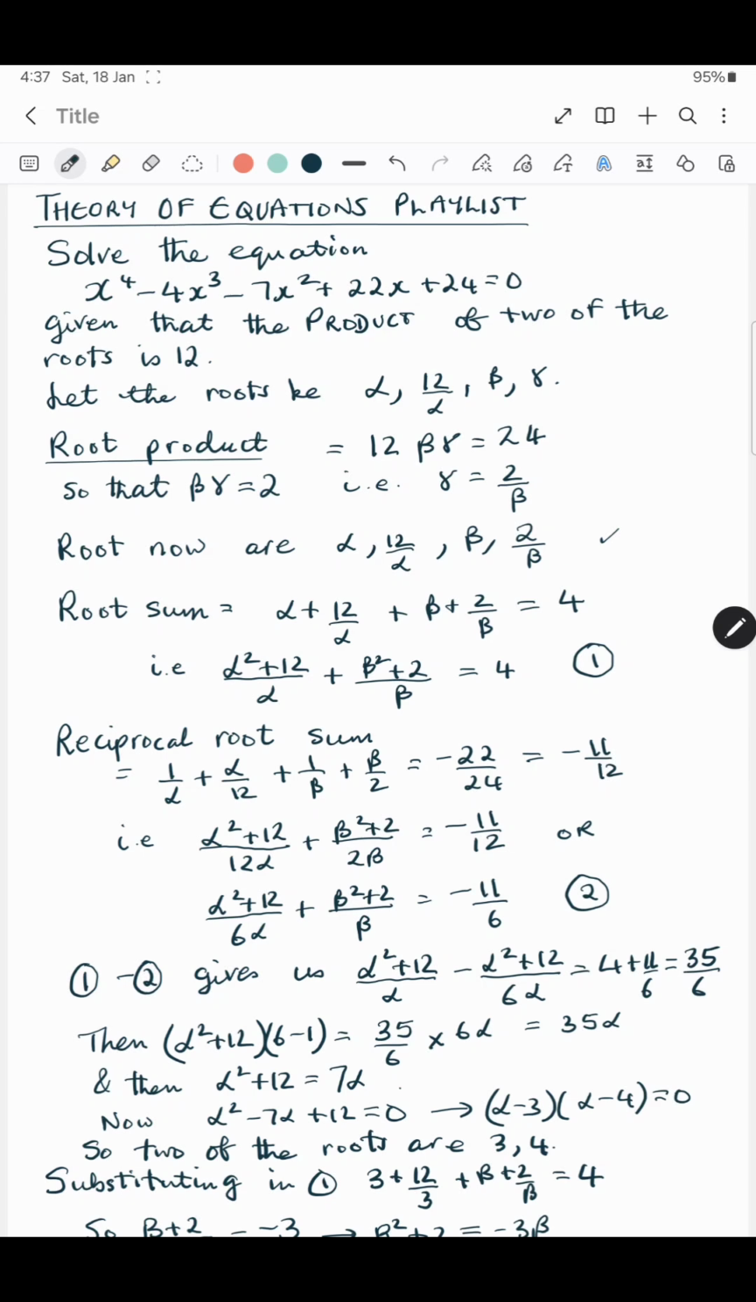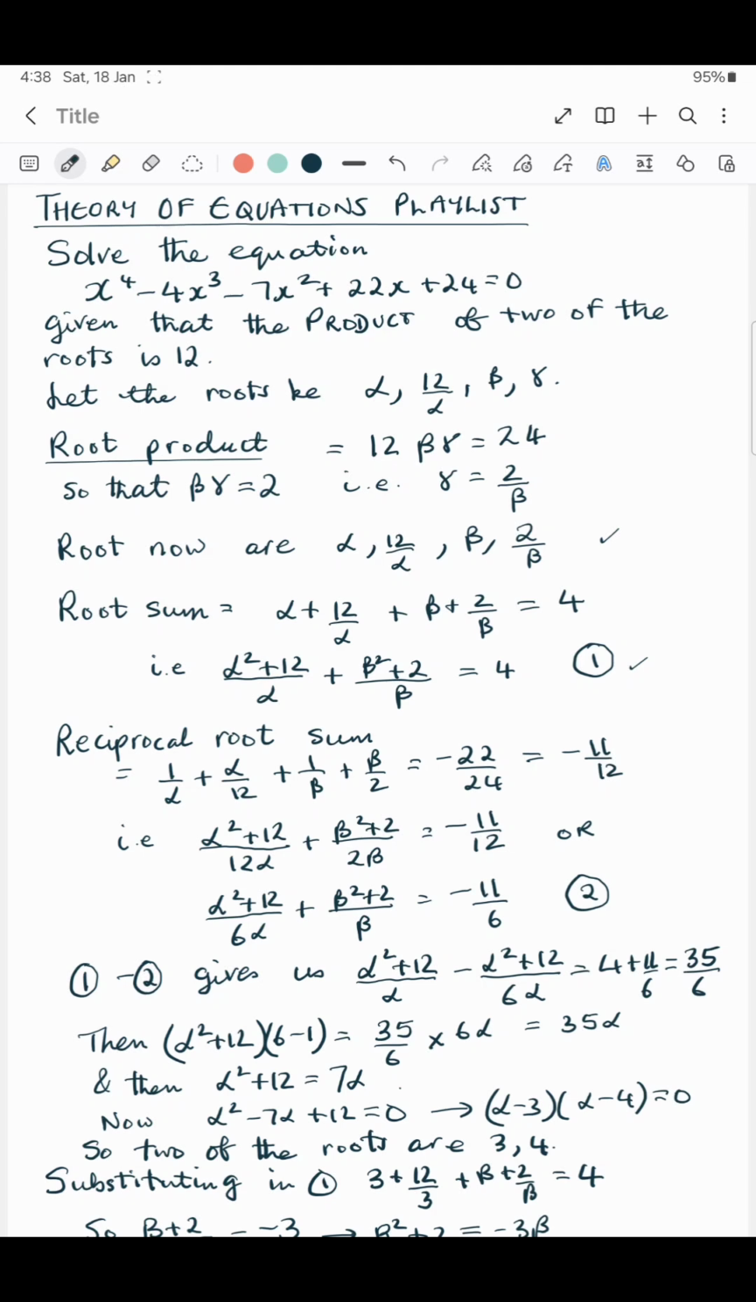So, rewriting that slightly, we got alpha plus 12 over alpha plus beta plus 2 over beta equals 4. So that gives us one equation with alphas and betas in it. We're now going to get another one. And this is the clever part here.